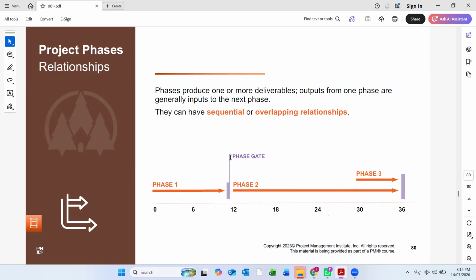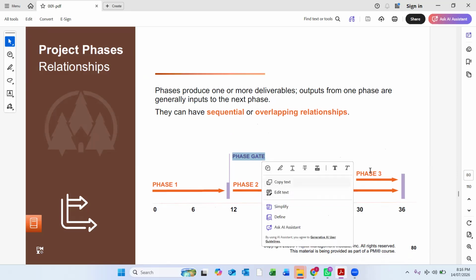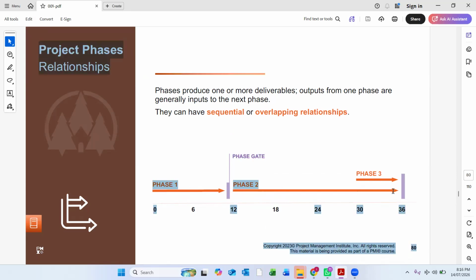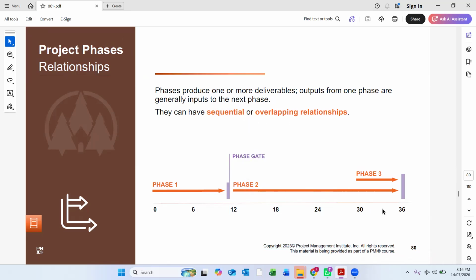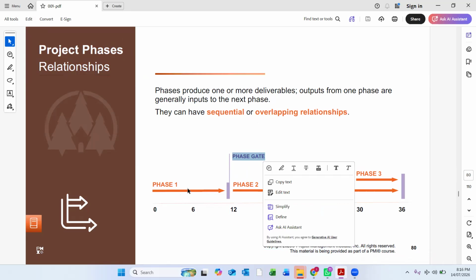In this phase gate review, we will decide whether we go for phase three, or we start with phase two and in parallel we do phase three also. We overlap it or we make it sequential, or we skip phase two. It's up to us. It is part of the phase gate review, analyzing phase one.